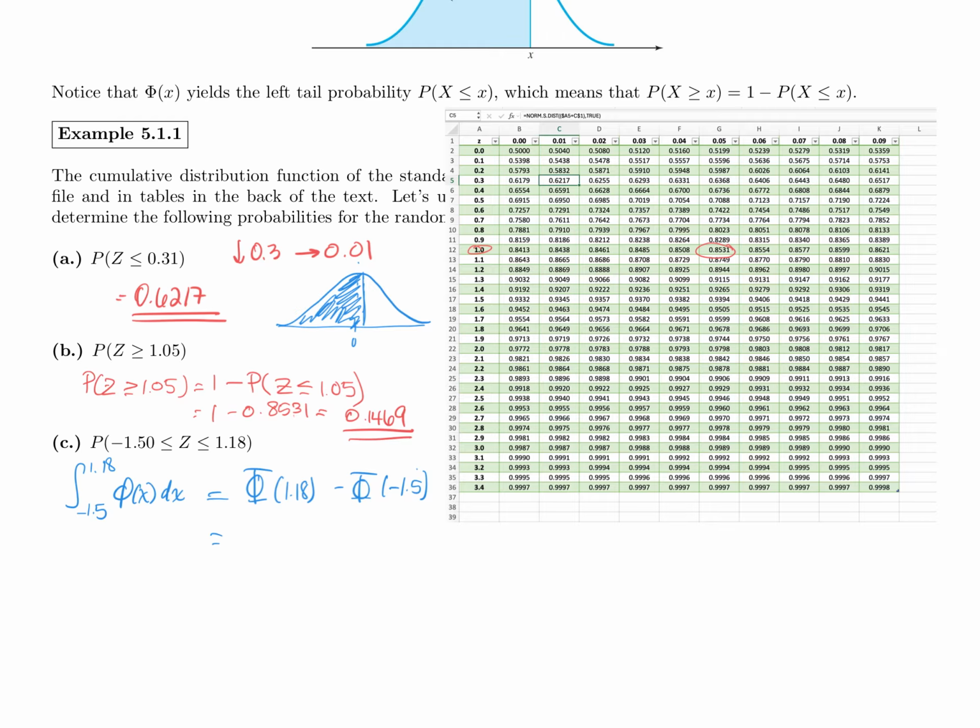And what ends up happening is we end up with 1.1 and we go over to 0.08, which is 0.8810. And in a similar fashion, you'll go instead to the positive z tab on the Excel file, go to the negative z tab, and you're going to find negative 1.5. And then it'll be negative 1.50.